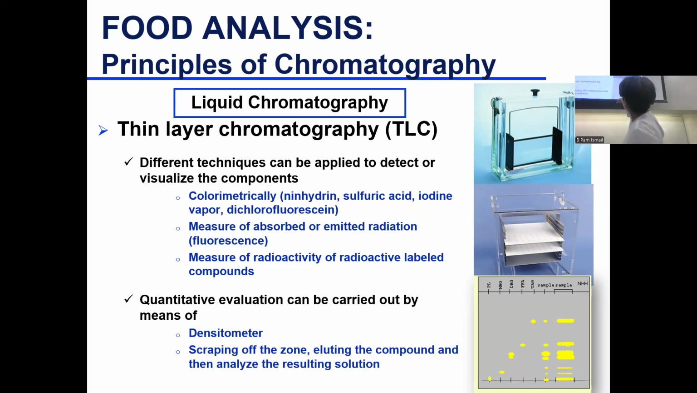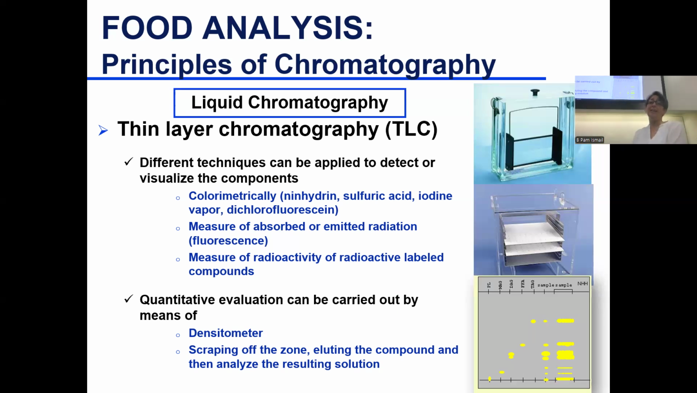Here's an example of phospholipid, monoacylglycerol, diacylglycerol, a free fatty acid, triacylglycerol, and then your sample. So these are standards, and then your sample. Then you can see what's in the sample, the fat distribution.